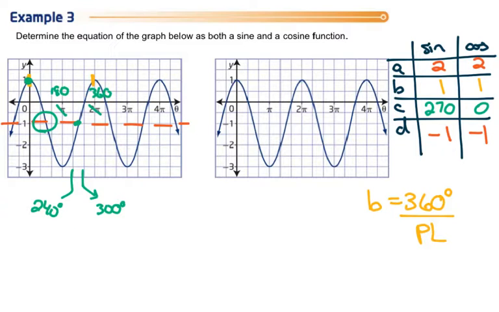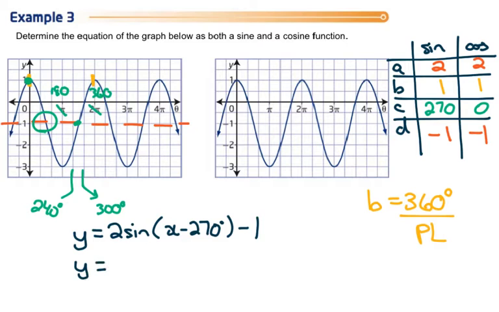Write out the equations. We'll start with sine, 2 sine, and I don't need to put that 1 value for B in, x minus 270, minus 1. For cosine, same idea, 2 cos, I don't need the 1 for B and I don't need the 0 for C, so just 2 cos x minus 1.